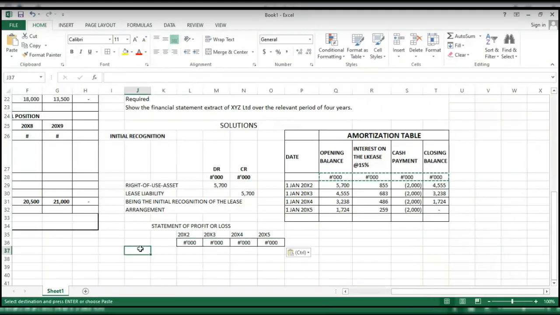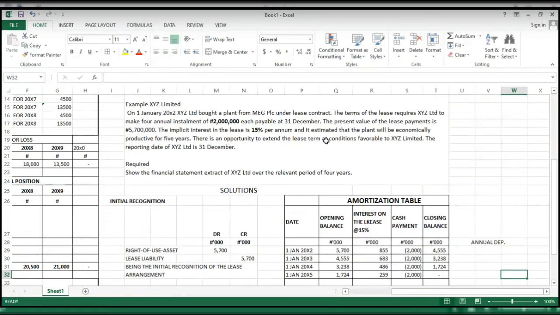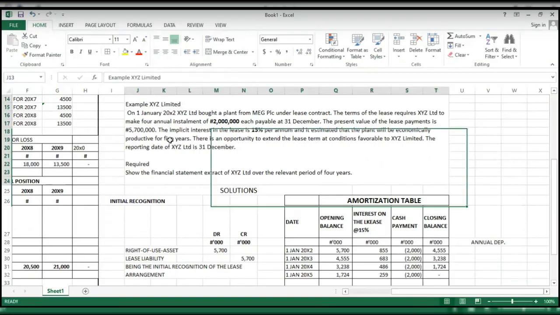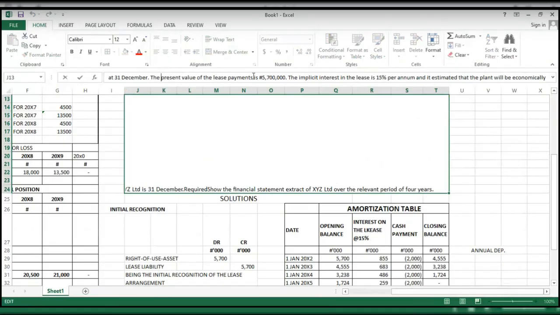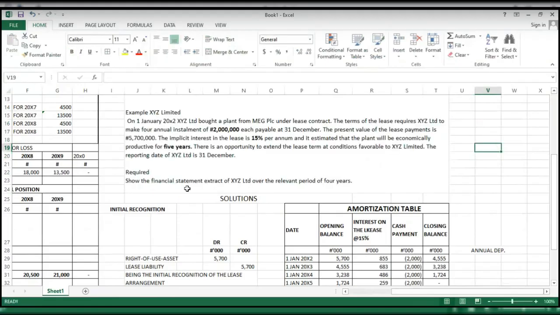So what will come under profit or loss account is depreciation. Don't forget depreciation. So what's going to be the annual depreciation? We are told that the asset has how many years of useful life? 5 years useful life. This is the question. Let me look for it. 5 years. So let me put that in also so you can see that the asset has 5 years useful life. You can see that it's in the question.